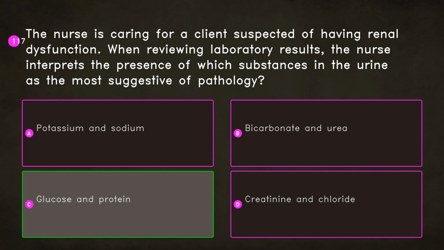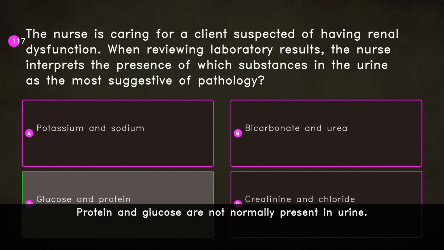The correct answer is glucose and protein. Protein and glucose are not normally present in urine.